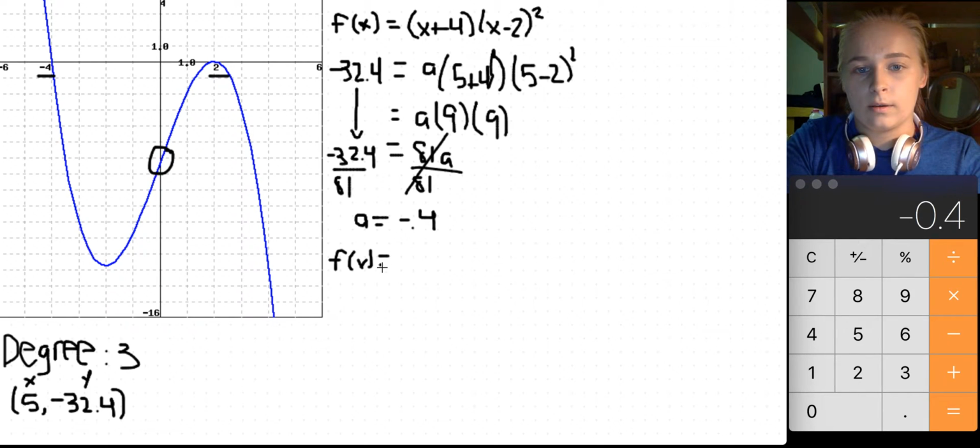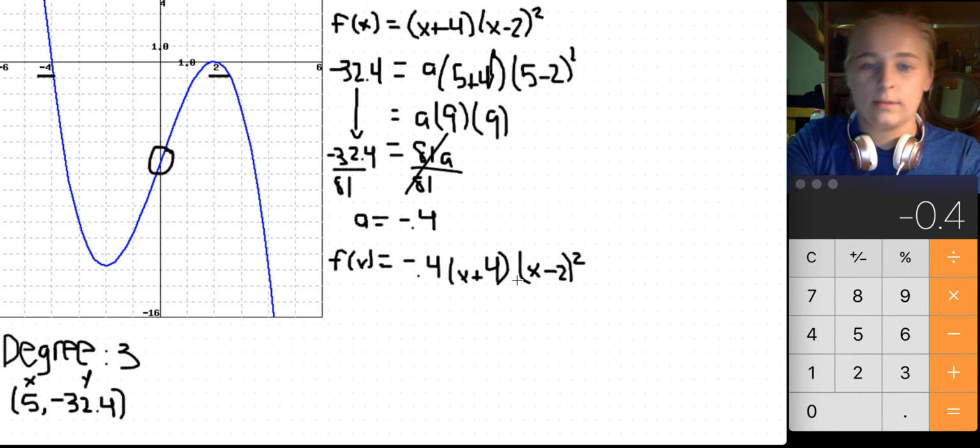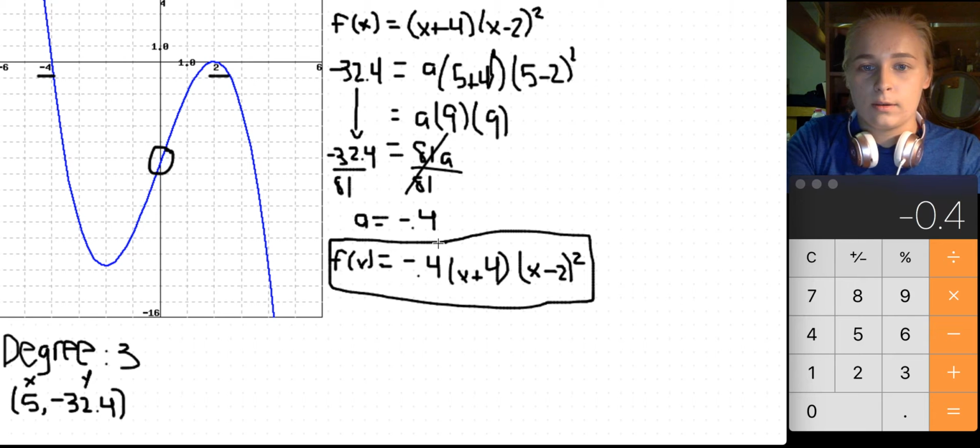So then our whole equation altogether, after all that solving, is going to be f of x equals negative 0.4 times (x plus 4), and then times (x minus 2), and then we square it. So this right here is our answer to the whole polynomial.